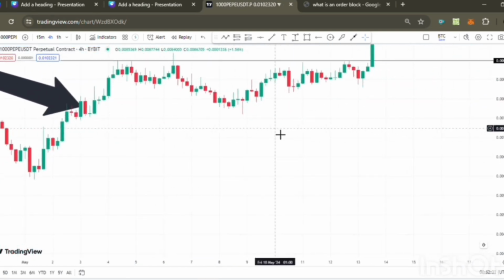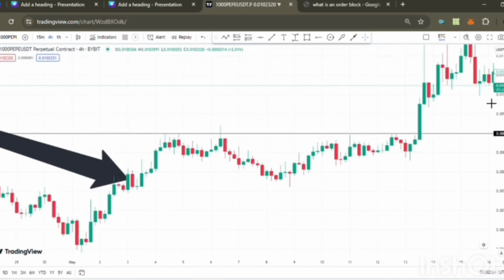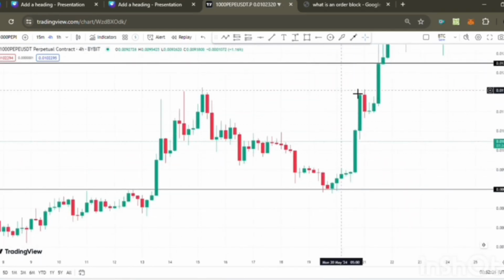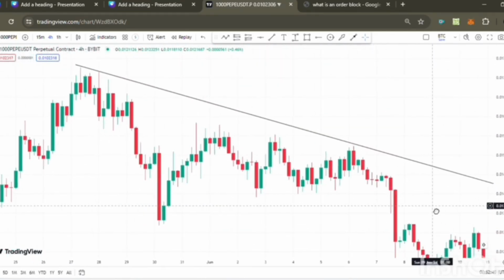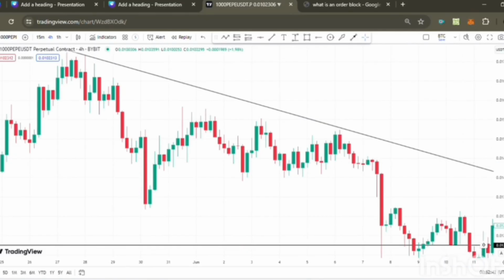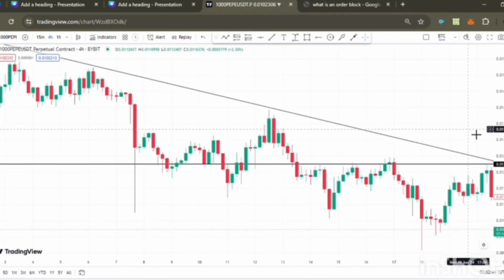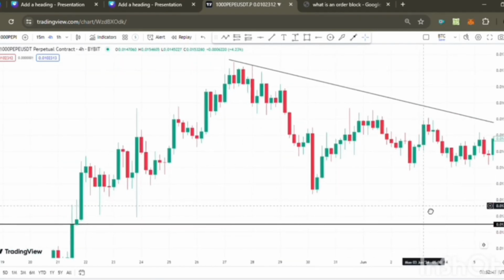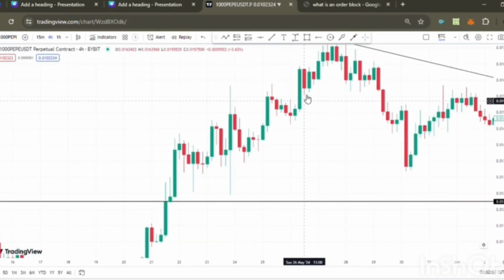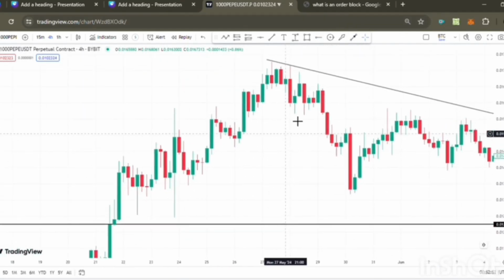let's look at a bearish scenario. So this is a bearish case. I think this is a bearish case, right? As this is a bearish case, don't mind me.